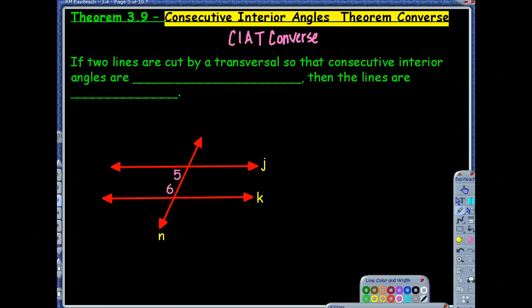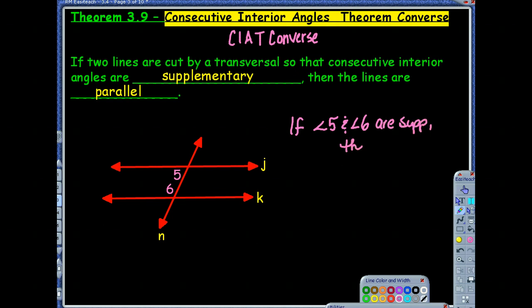We know that the last 2 days, if we had parallel lines, then the consecutive interior angles were, and this is the weird one, supplementary. They weren't congruent. So if I give you that consecutive interior angles are supplementary, then the lines are parallel. Hopefully you see that common trend. All of these basically end the same way, because the last 2 days they all started the same way. Angle 5 and angle 6 are your consecutive interior angles. If they're supplementary, then we know that line J is parallel to line K.